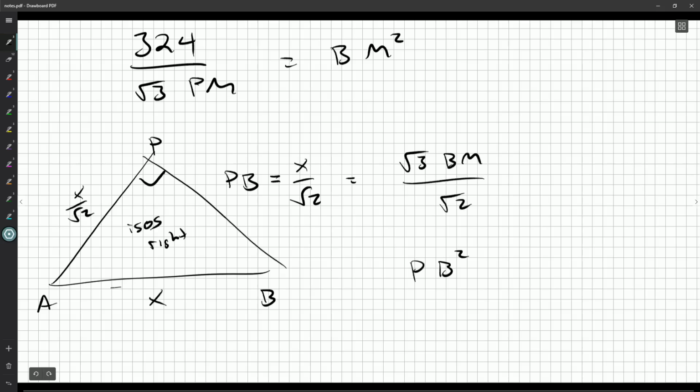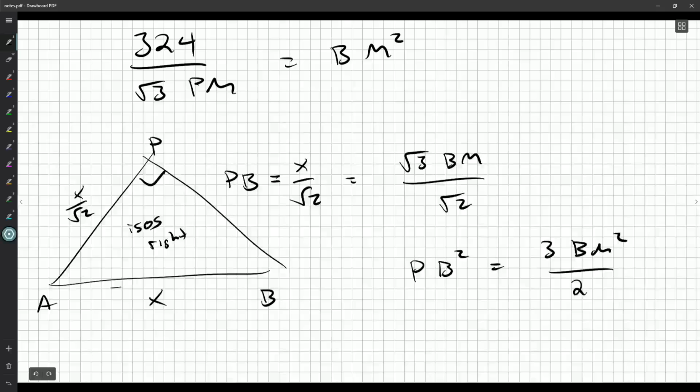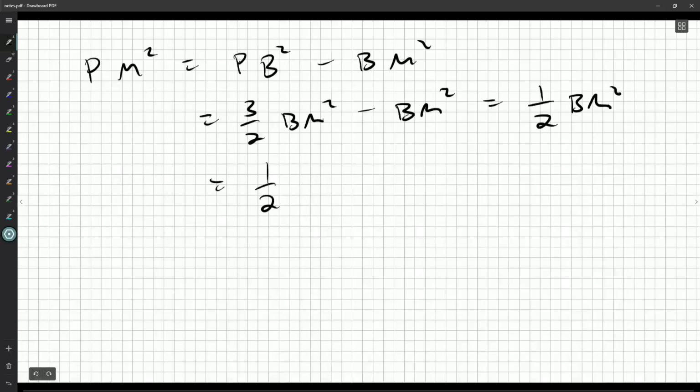So PB squared is 3 BM squared over 2. So 3/2 BM squared. So PM squared is PB squared minus BM squared. But this is 3/2 BM squared minus BM squared. So that should just be 1/2 BM squared. But we just figured out BM squared, 324 over root 3 PM.